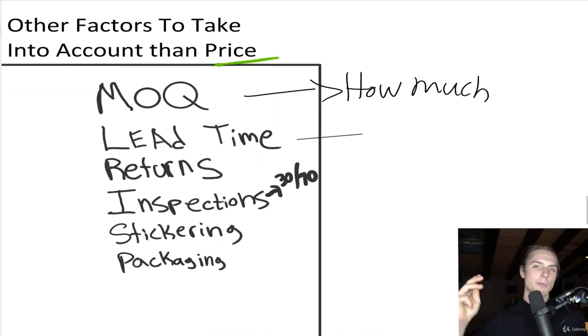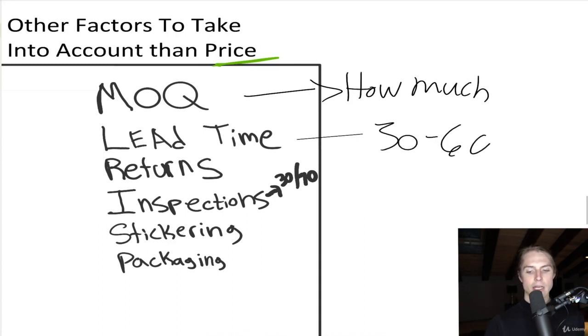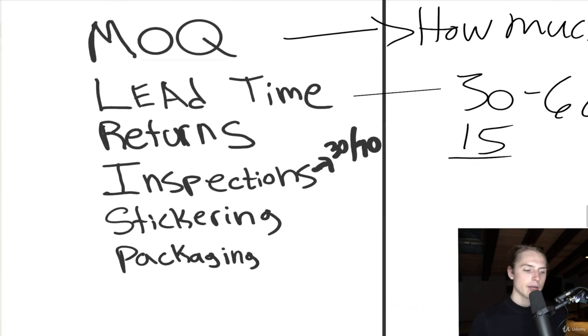Lead time, basically we're going to try to get this made faster, because we don't want to wait a year to get our product made, obviously. Generally it'd be about 30 to 60 days for production, depending on how complex it is. Sometimes you can get 15, like these bracelets would be about 15 days because they're easy. All right, and then returns.